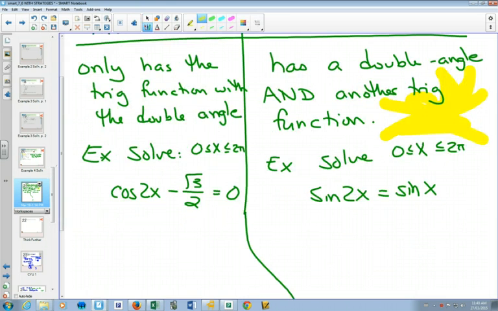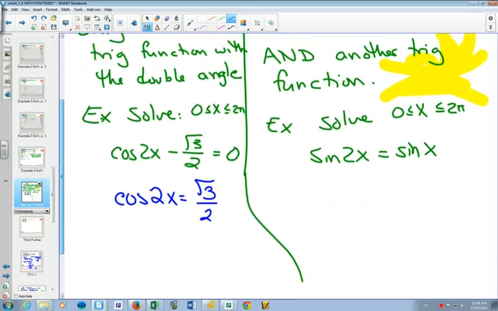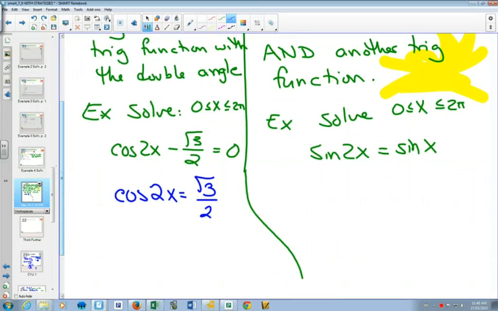So let's do the cos 2x one first. This is a multi-revolution one because our only function is the cos 2x. So we're going to think, well, if x is between 0 and 2 pi, then 2x would be between 0 and 4 pi, which is twice around. It is on our pi plate.